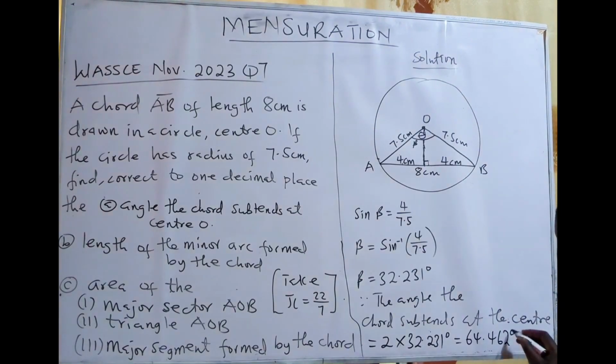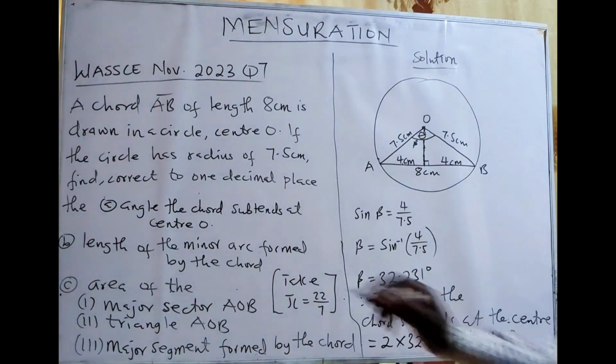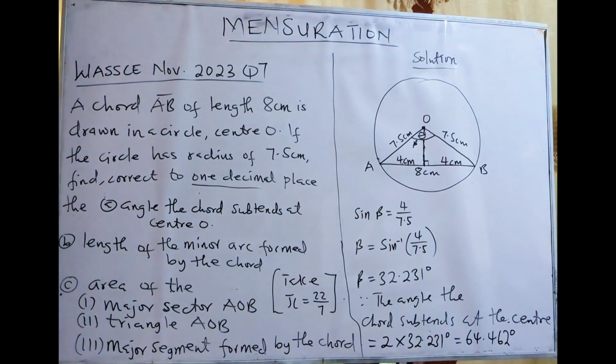64.462 degrees. We're asked to correct to 1 decimal place, so that will give us 64.5 degrees. So that is the angle at the center of the circle. All right. So let's go to the next question.